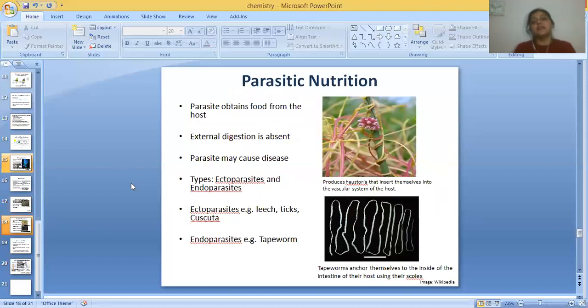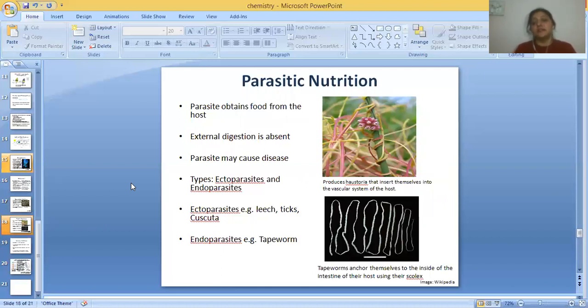So next is parasitic nutrition. Here, the organism which is known as parasite obtains food from another organism which is known as host. And external digestion is absent. Parasites may cause disease. So there are two types of parasites, ectoparasites and endoparasites.